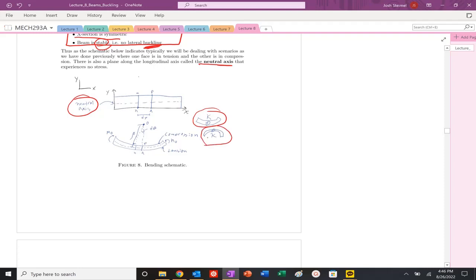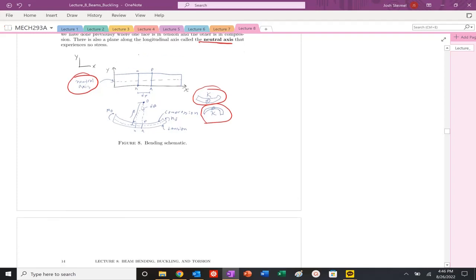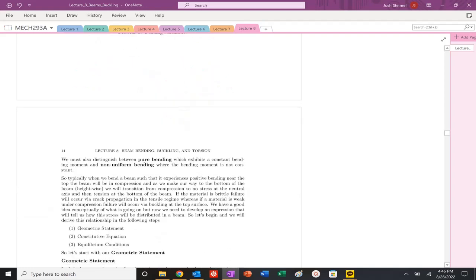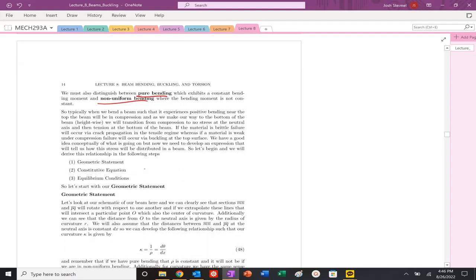So if we have positive bending here, you can see that the top face is going to be in compression, the bottom face will be in tension. And that is going to be the key idea here, if we're in positive bending, again, positive curvature. We're going to assume pure bending and forget about non-uniform bending as well.